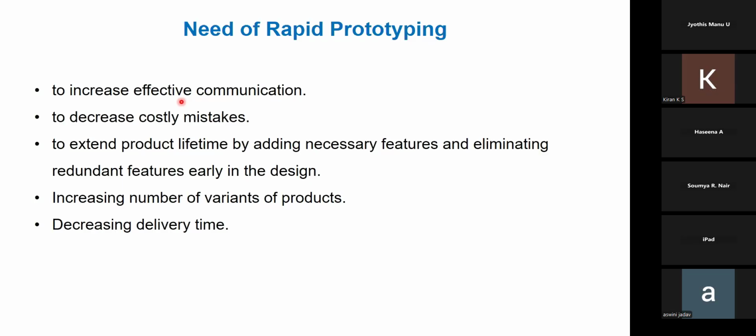So in that case, if you come up with a common product, they won't like it normally, right? So if you want a customized product, then you have to reduce the product development time. You have to increase the number of product variants. That is all possible if you use rapid prototyping machine. And of course, once the product development time is reduced, the delivery time also decreases drastically. So this is the need of going for a rapid prototyping machine.